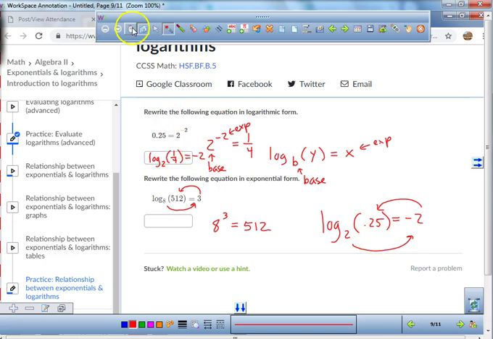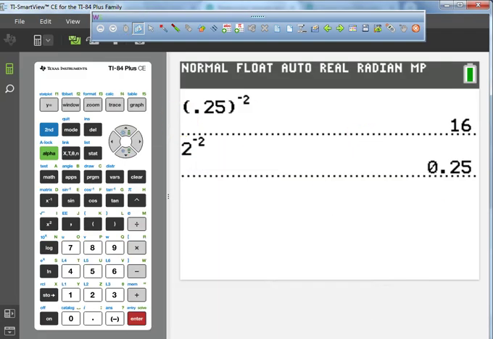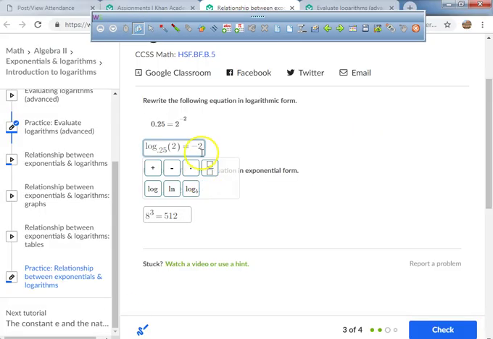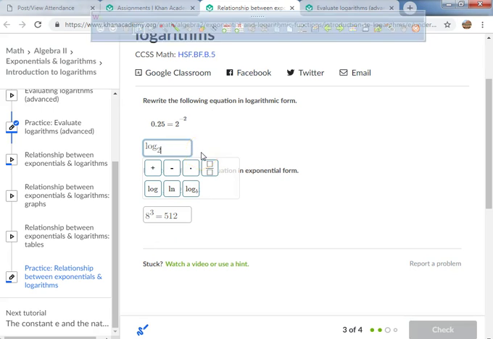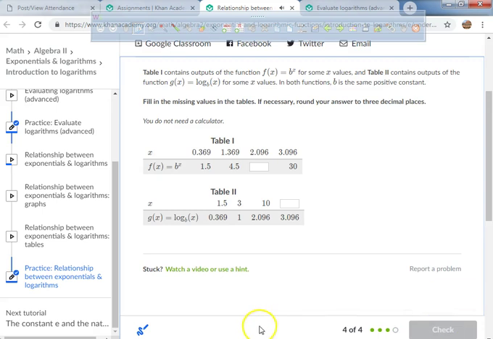So always check your answer before you type it in. All right? I'll go back. Delete, delete. A 2. Parentheses. 0.25. Right arrow equals negative 2. Now this one works. 2 to the power of negative 2 is 1/4. I'll go back.